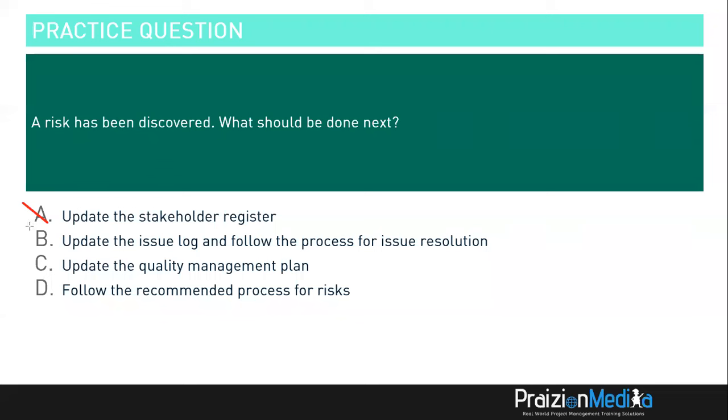It wouldn't be the issue log because issues are real problems happening now. A risk is a problem that could happen, right? And it wouldn't be to update the quality management plan because that would be presumptuous. So D, follow the recommended process for risks. That's the safest and that's the best answer, okay?